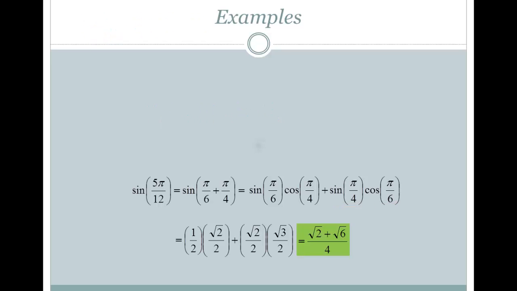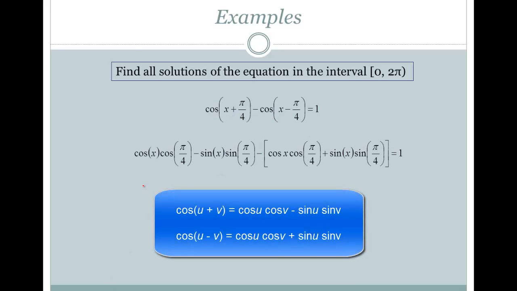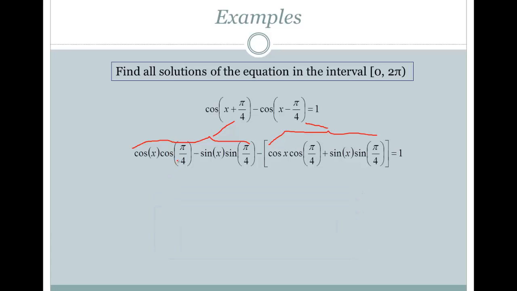Let's use this to solve an equation on the interval 0 to 2 pi. So if cosine of x plus pi over 4 minus cosine of x minus pi over 4, let's use our sum difference formulas here. The first part goes right there, and this part goes with that one right there. Again, I know cosine pi over 4 and sine pi over 4, so I can simplify this down. This is going to give me root 2 over 2 cosine x minus root 2 over 2 sine x. Over here I'm going to get minus root 2 over 2 cosine x minus root 2 over 2 sine x.